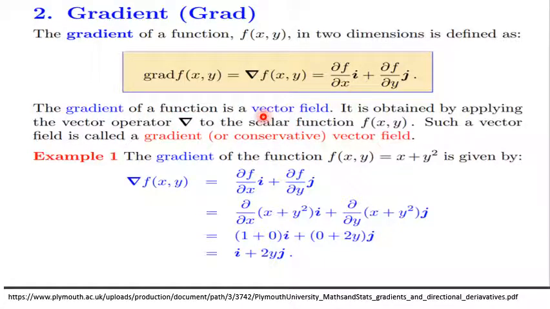Now, the gradient of a function is a vector field, because i, j, k came, that's why it is a vector field, and it is obtained by applying the vector operator delta to the scalar function f(x). Such a vector field is called the gradient vector field. It means if I want to represent something which is a scalar and show its flow or its direction, then we have to find the gradient of the function.